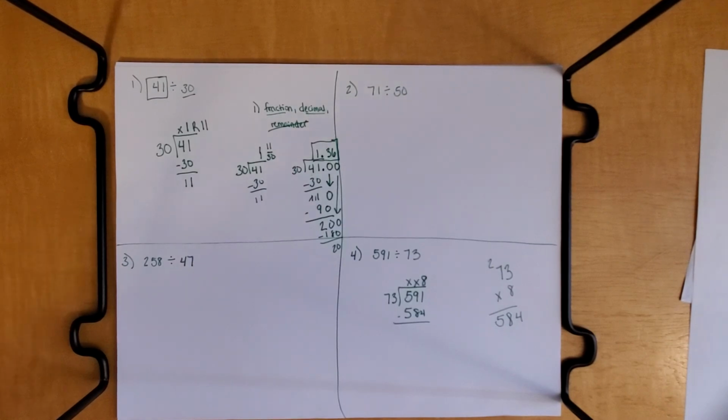All right? Give those a go. You can check them with a calculator when you're done. Just know that a calculator is only going to give you a decimal answer, so you may have to adjust your thinking to check some of those things, but you can do it.